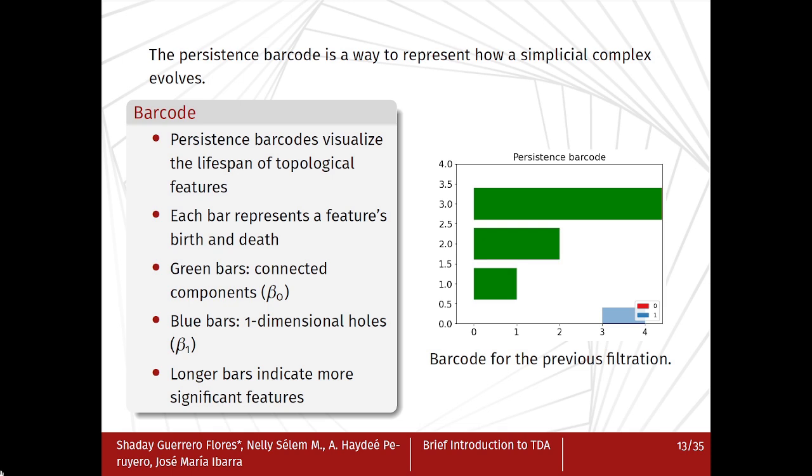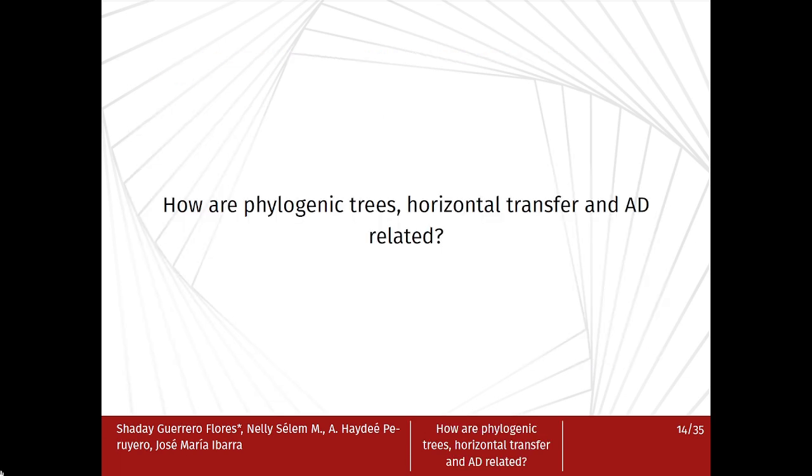We use the barcode. The persistent barcode is a way to represent how a simplicial complex evolves. The green bars represent the connected components, and the blue bar represents one hole. The length of the blue bar represents the persistence, and a long bar indicates more significant features of my simplicial complex. So how can we relate this to the phylogenetic tree and horizontal gene transfer?